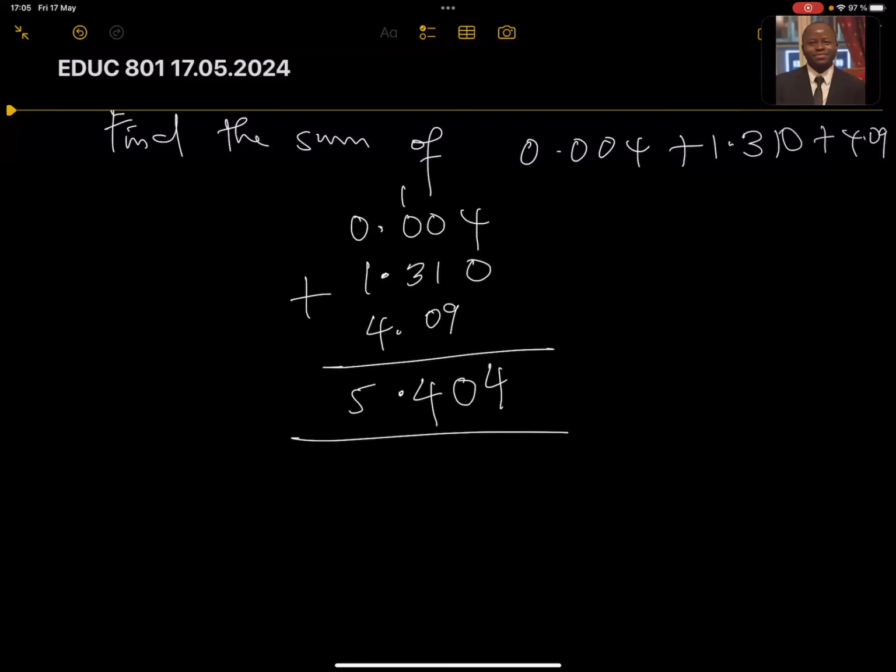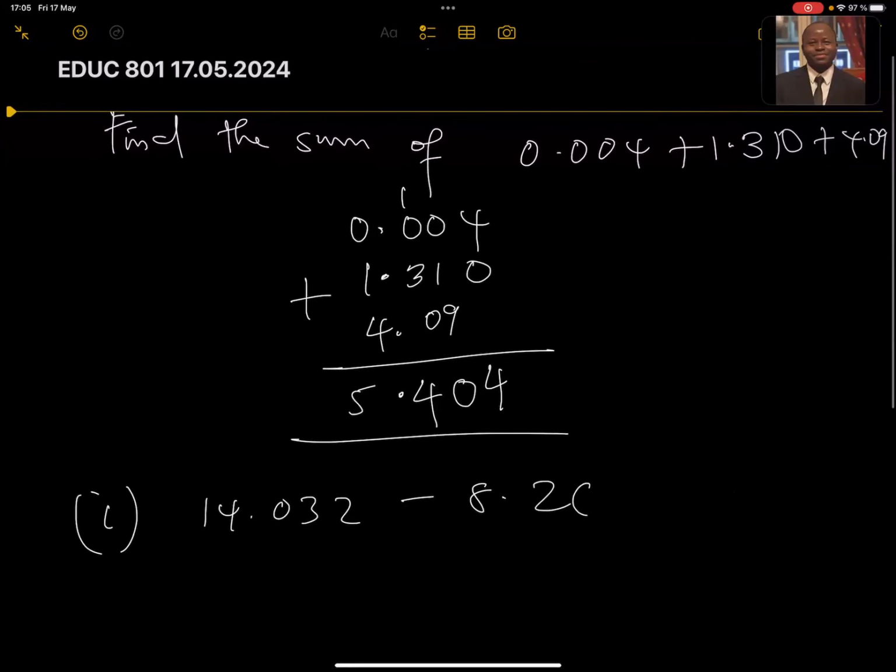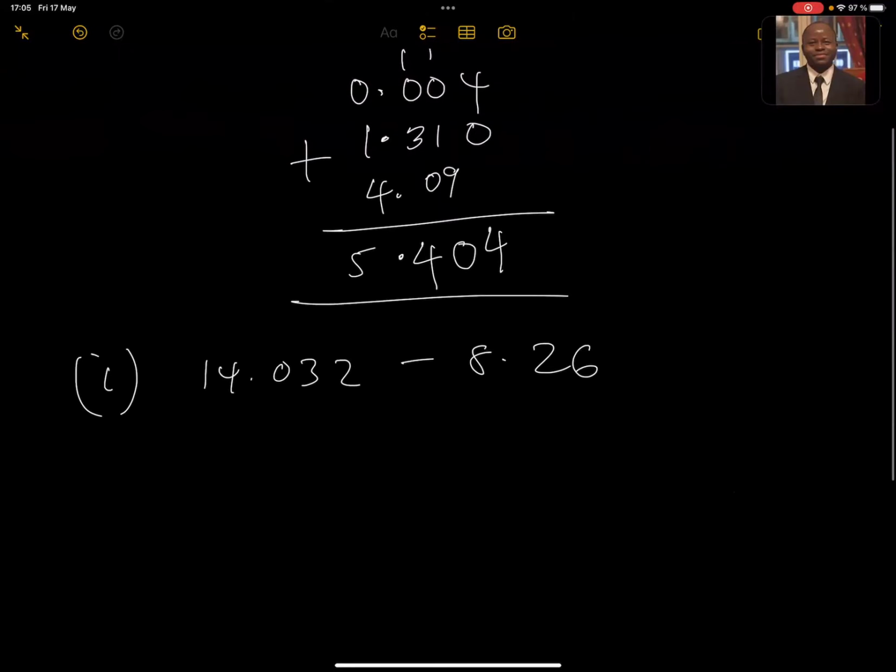So we can easily talk about subtraction too. This one says, complete the following operation. The first one, Roman numeral 1, is the one I'm picking, and it says 14.032 minus 8.26. For this subtraction problem, again, you arrange in such a way that you have the decimals aligned together.